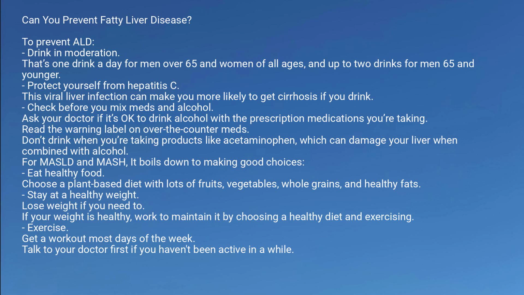For MASLD and MASH, it boils down to making good choices. Eat healthy food. Choose a plant-based diet with lots of fruits, vegetables, whole grains, and healthy fats. Stay at a healthy weight. Lose weight if you need to. If your weight is healthy, work to maintain it by choosing a healthy diet and exercising. Exercise. Get a workout most days of the week. Talk to your doctor first if you haven't been active in a while.